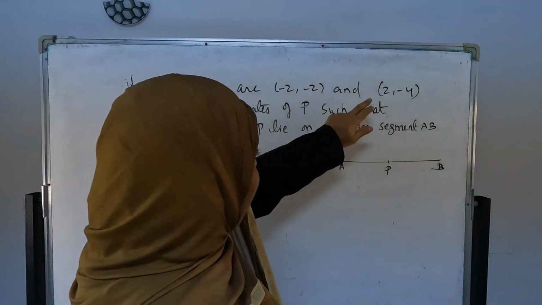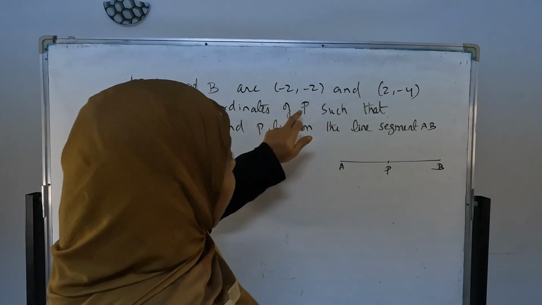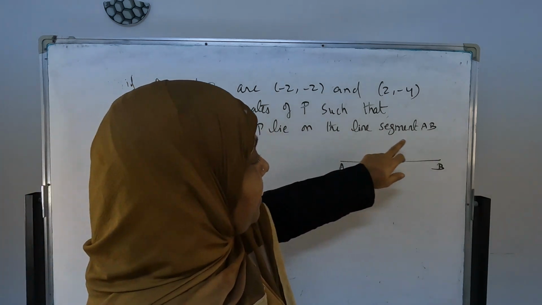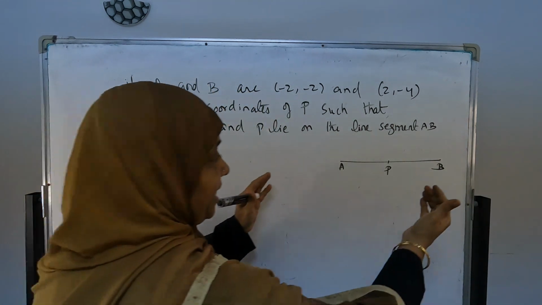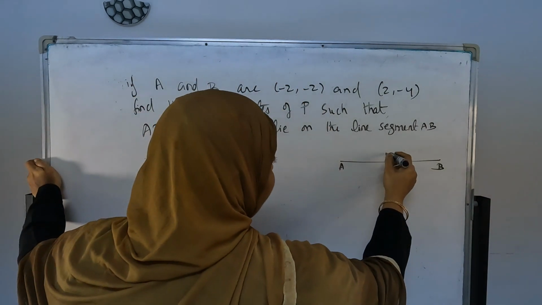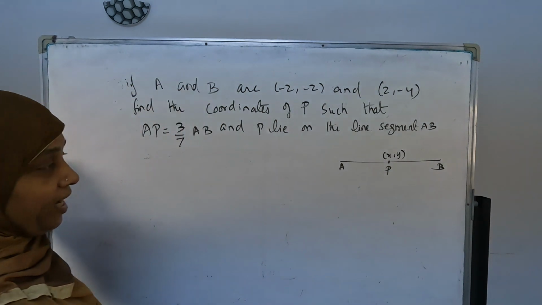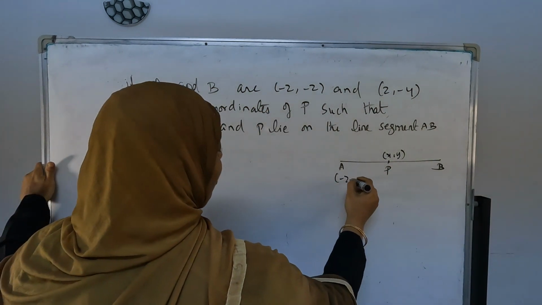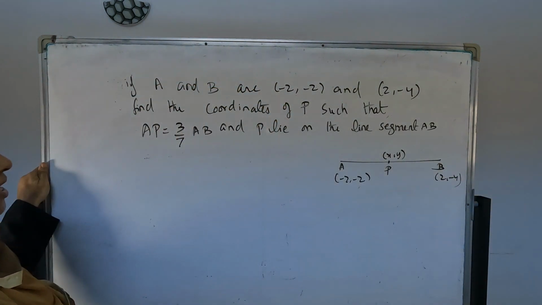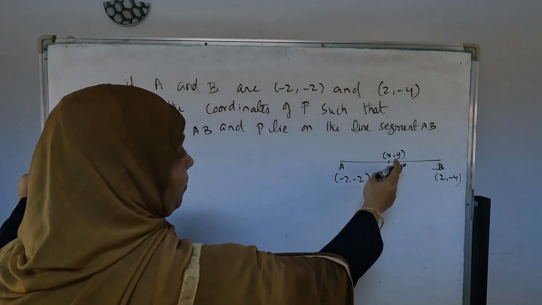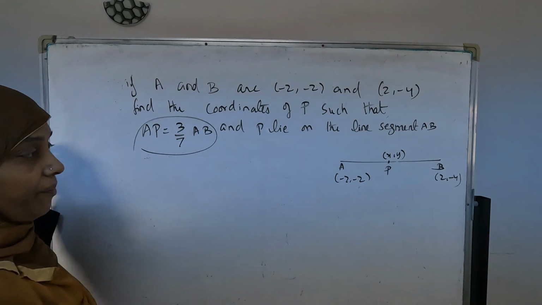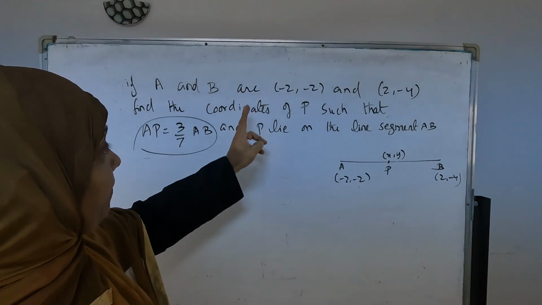If A and B are the points they given, find the coordinates of P such that AP is 3 by 7 of AB and P lies on the line segment AB. That means one line segment AB is there, P is lying on the line. That means the coordinate x comma y only they are asking us to find. And the points minus 2 comma minus 2, 2 comma minus 4 they given there. But what are they asking us? To find this point only, x comma y. And where is the ratio? Ratio is here because it is coming under section formula only. It is dividing the line.